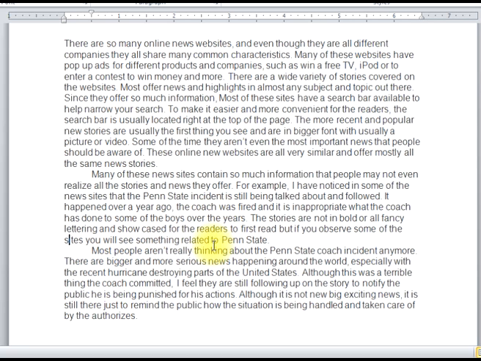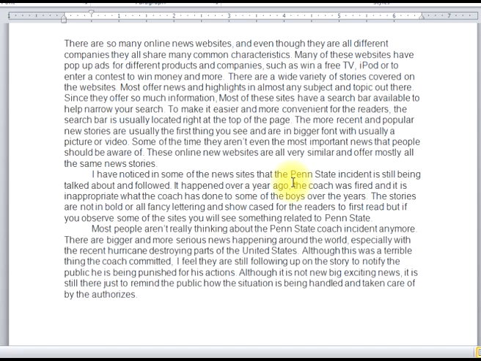what the student is pointing out here is interesting. Now, I'm not sure if the first sentence has anything to do with that, so I would have erased that. Okay. Now let's continue reading. Many people aren't really thinking about the Penn State coach incident anymore. There are bigger and more serious news happenings around the world, especially with the recent hurricane. Okay. Although this was a terrible thing the coach committed, I feel they are still following up on the story to notify the public he is being punished.